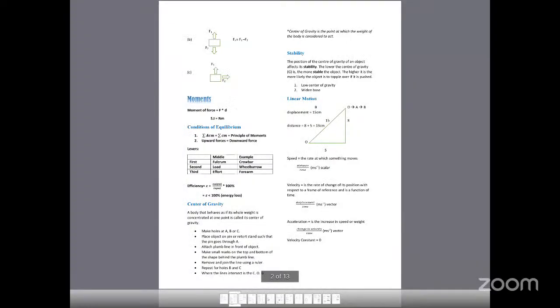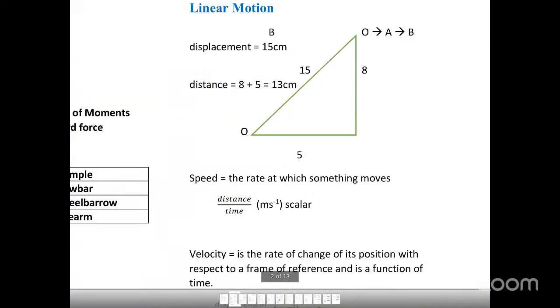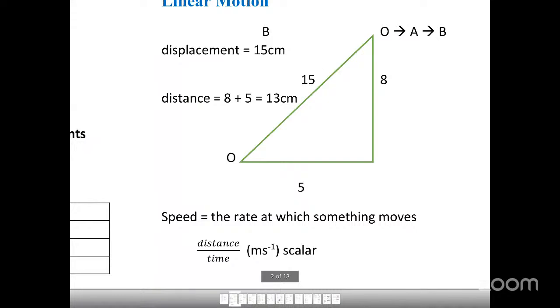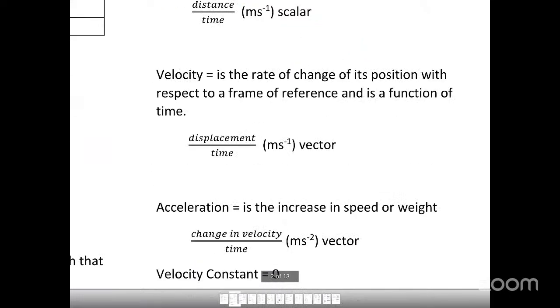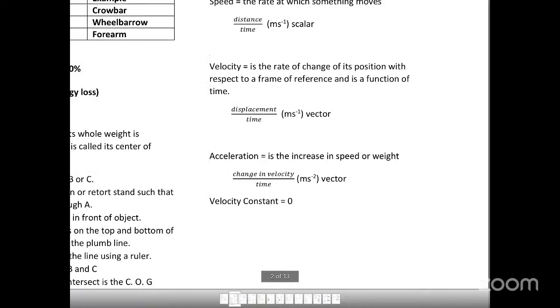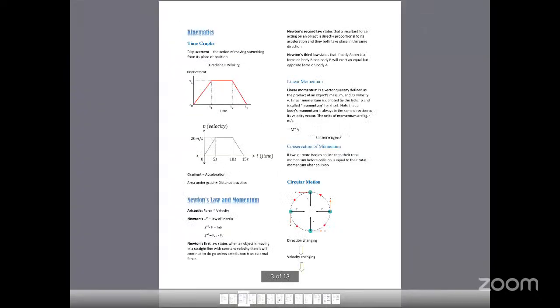So last week we went through all these little things here, right? We went through all the definitions for distance and things in kinematics: distance, displacement, speed, velocity, acceleration, and so on. So we went through those definitions. We went through the time graph.